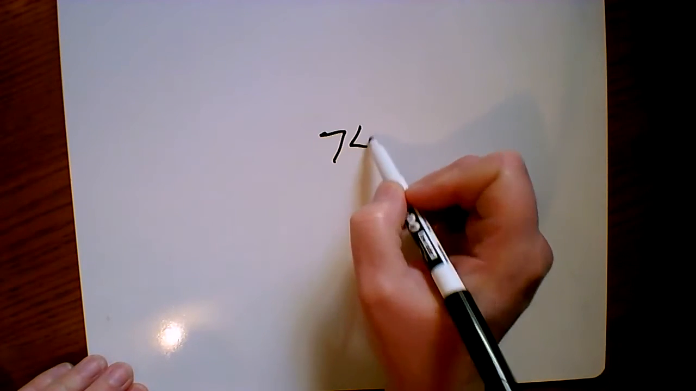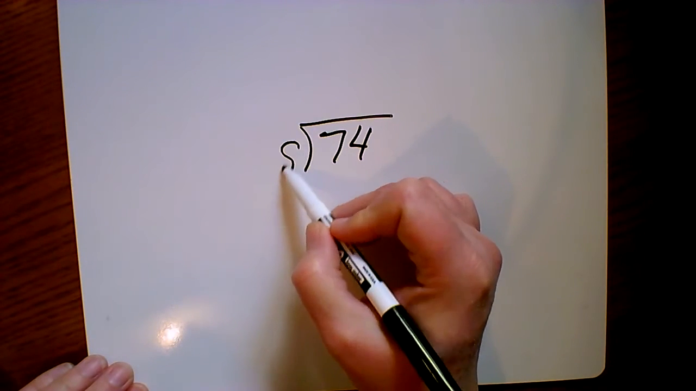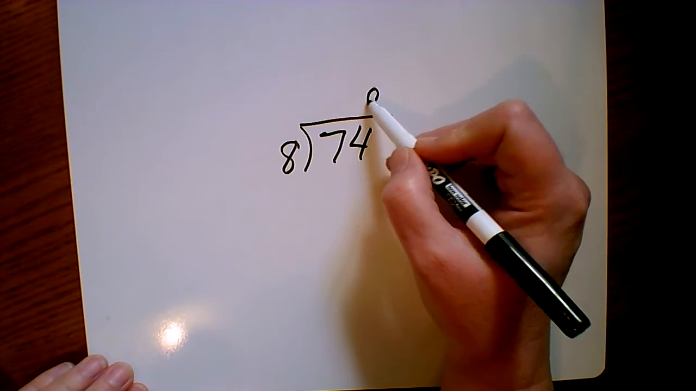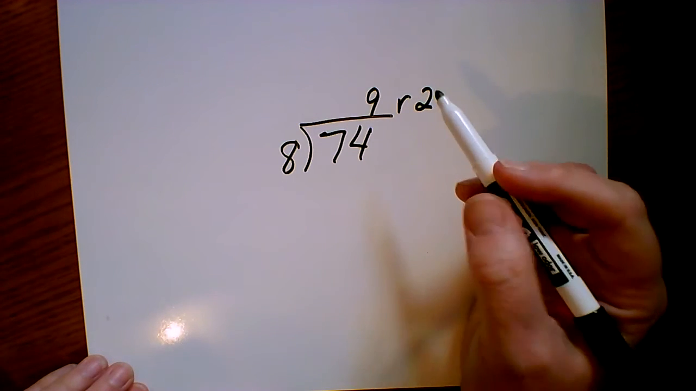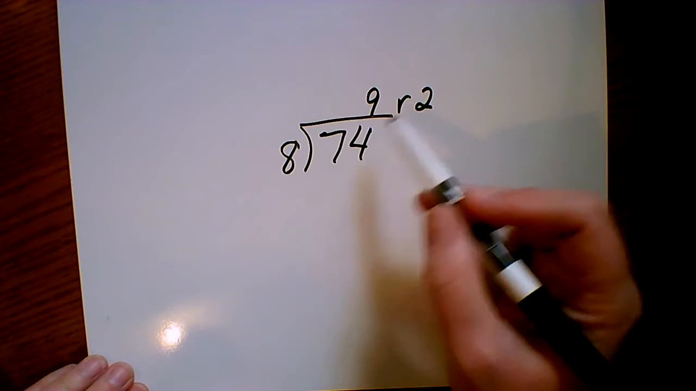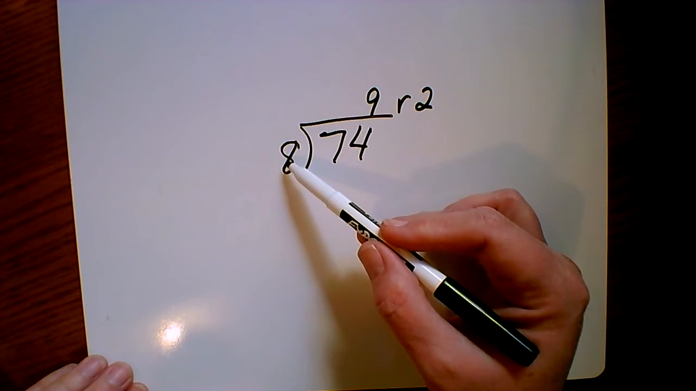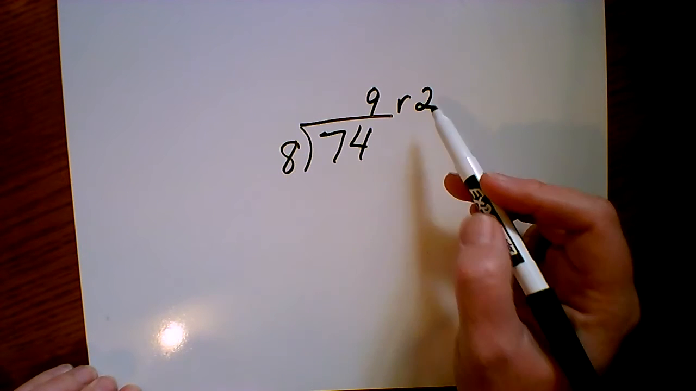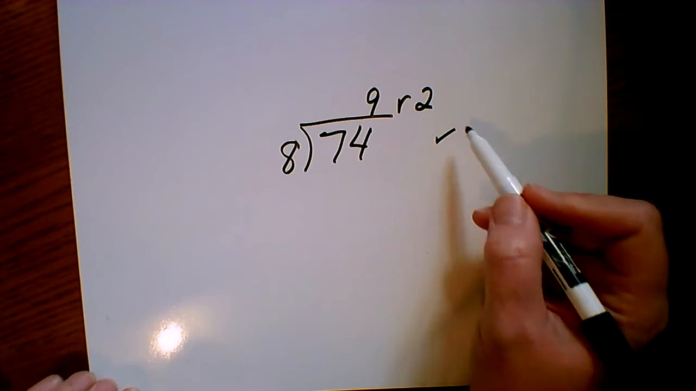Okay, so here we have the division problem, 74 divided by 8. And I get the answer 9, remainder 2. Now, how can we be sure that that's correct? Well, we can say 9 times 8 is 72, plus 2 is 74. So sure enough, our answer is correct.